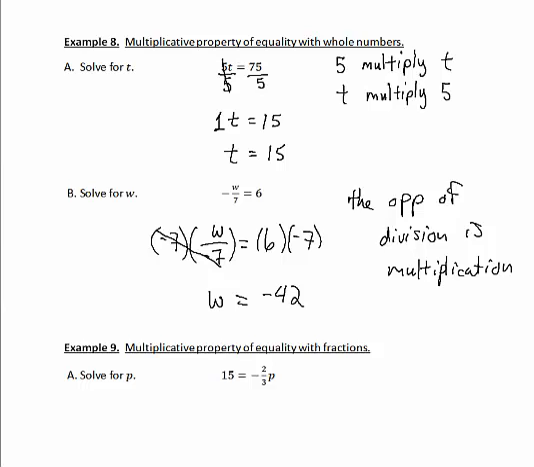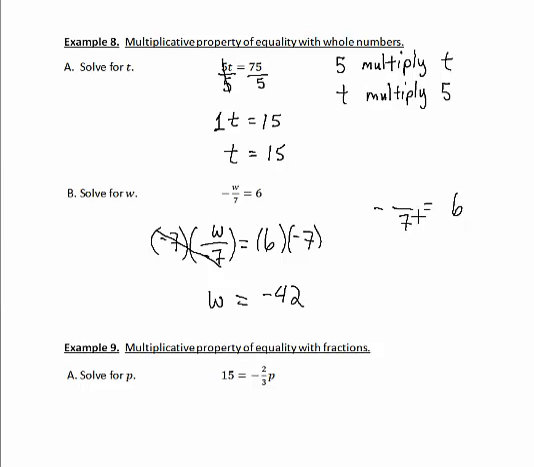If you wanted to check your solution, take the original equation, which has a negative already, a 7 on the bottom, a 6 on the right side of the equation, replace only the W with a negative 42. We apply the double negative rule, which makes this a plus 42 over 7. And 42 divided by 7 is a positive 6. So that confirms our solution of negative 42.